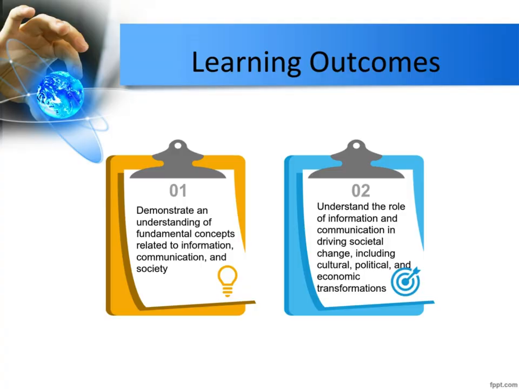By the end of this chapter, you should be able to understand the basic concepts of information, communication, and society. You will also be able to explain how information and communication influence changes in society, including culture, politics, and the economy. These learning outcomes will help you understand the role of information in modern society.